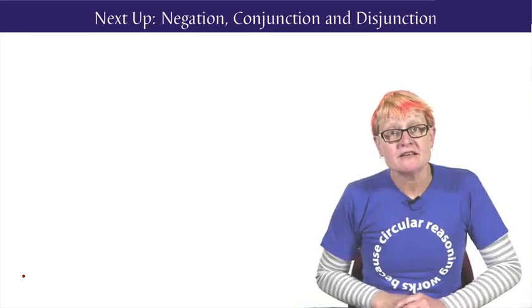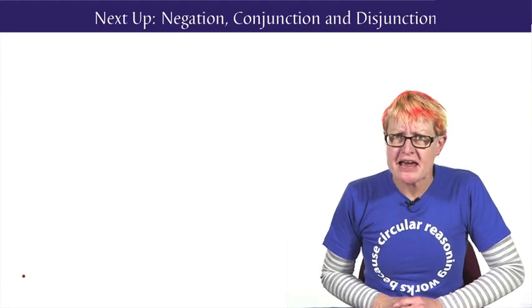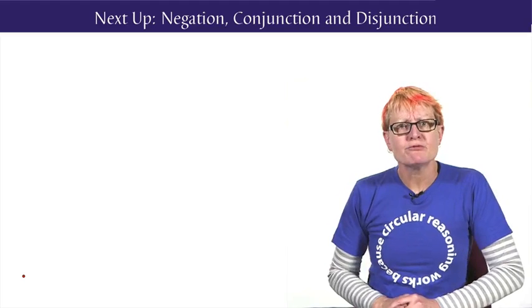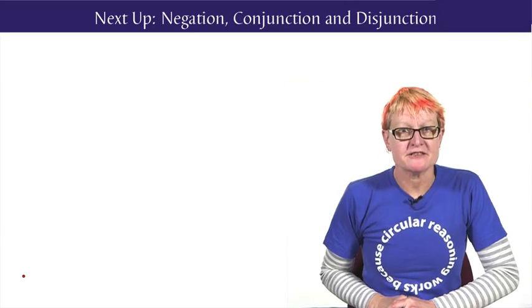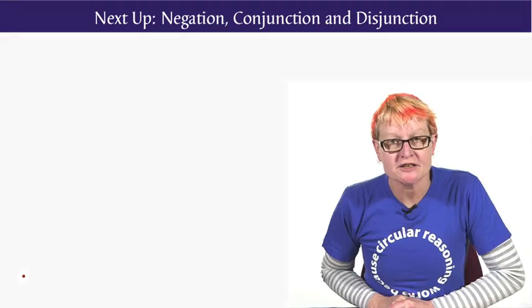So in the next lesson, we'll get down to the business of the semantics and start with the truth table rules for the easy connectives of negation, conjunction and disjunction.